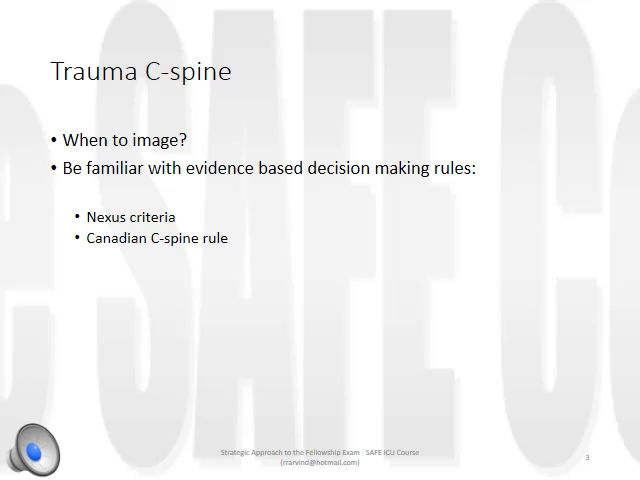The Canadian C-spine rule was reported as 100% sensitivity and 42.5% specific to clinically important injury, and they didn't report a negative predictive value. So it doesn't matter particularly which one you use. There are controversies associated with each, but it's important to understand both of them, pick one and use it consistently.